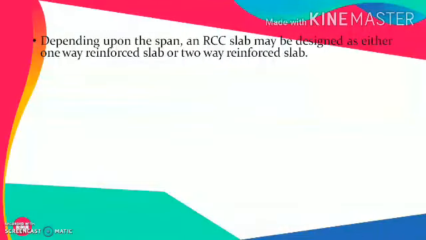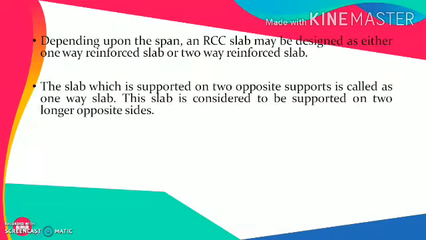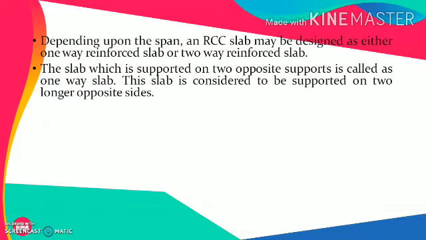Depending upon the span, an RCC slab may be designed as either one-way reinforced slab or two-way reinforced slab. The slab which is supported on two opposite supports is called one-way slab. This slab is considered to be supported on two longer opposite sides.